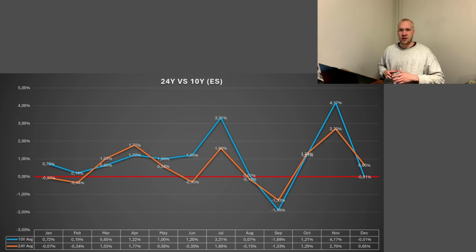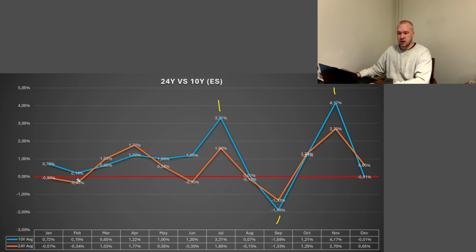And coming now to a very important section, here we have the 24-year versus the 10-year average return month to month. And we can see here that the blue line is the 10-year line and the orange one is the 24-year. And we can see here that the months that were very strong in the 24-year, so July and also November, are even stronger in the 10-year average. And also coming to September, September is much stronger in the 10-year than the 24-year. And again, I recommend that you pause the screen and analyze this graph yourself.